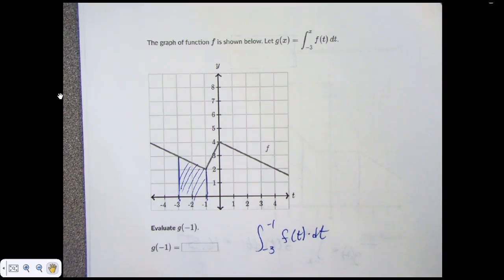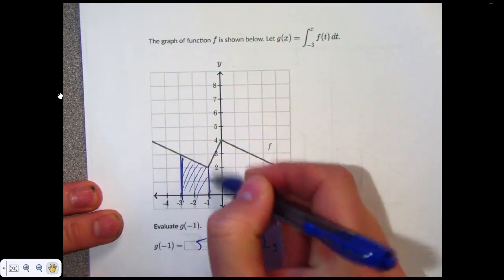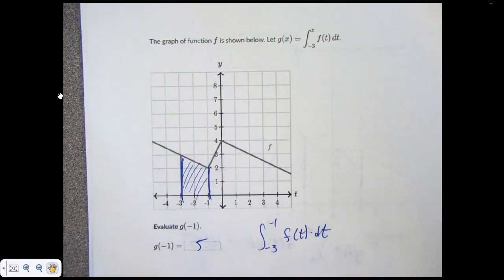What do you get? 5, right? Oh, that was like 5. I thought you had a question. All right, 5, yeah. So you just count the boxes. We're going from -3 to -1. There's 5 boxes there.